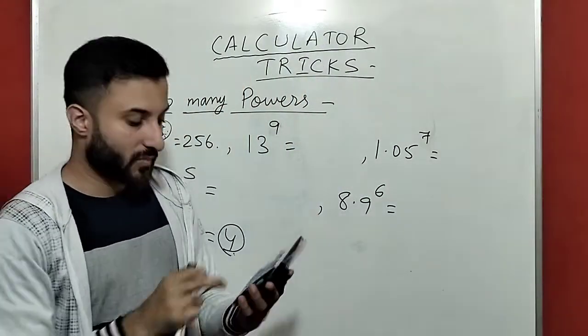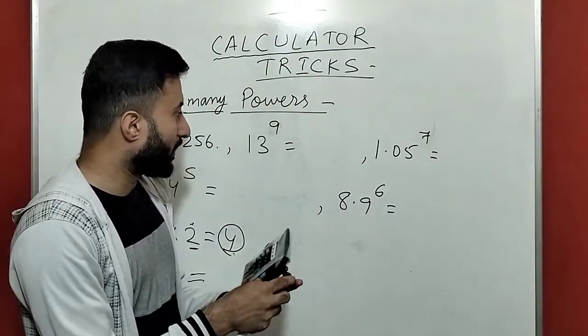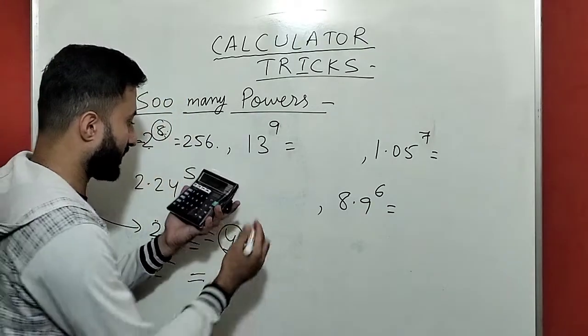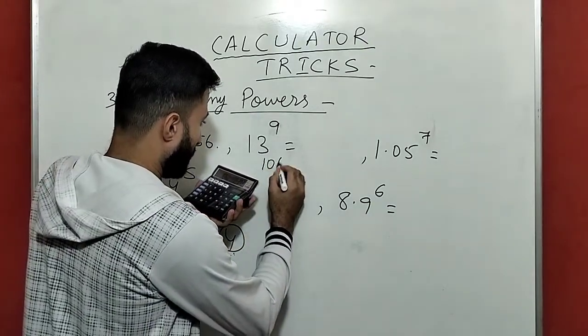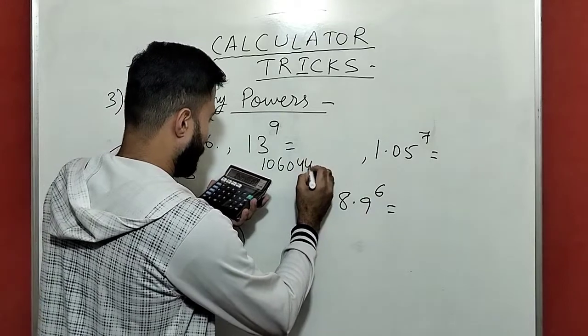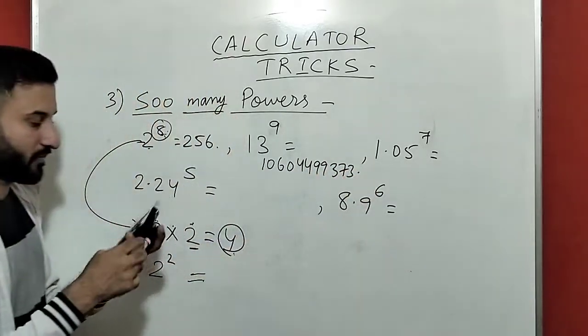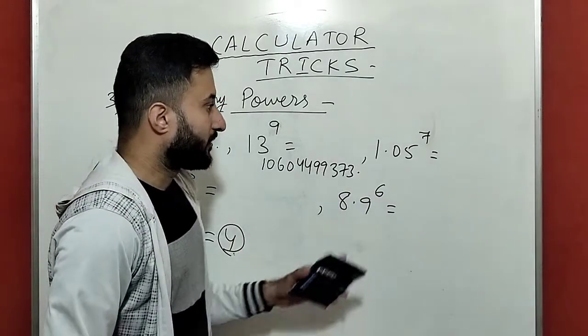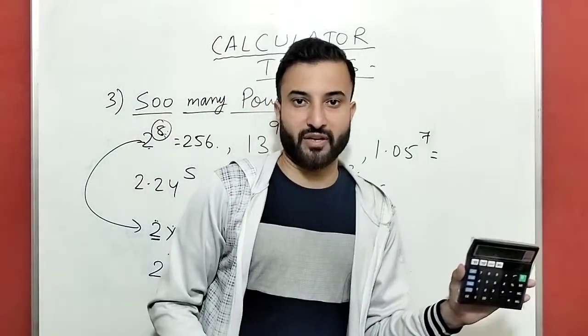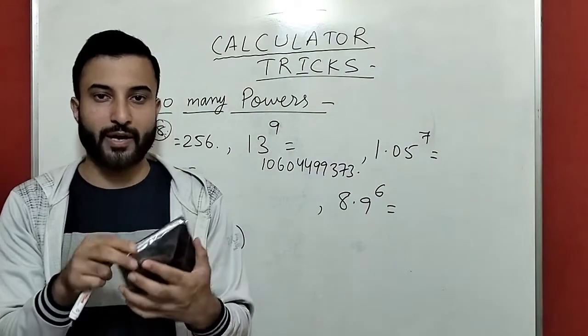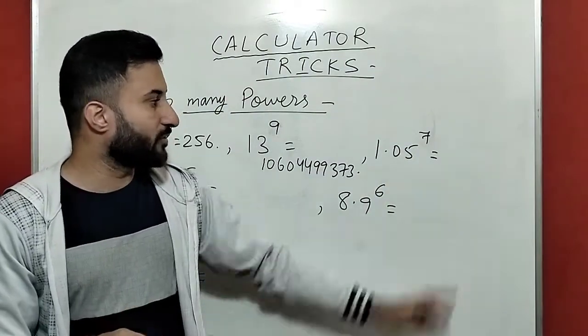So it will be a big number. You are going to get something like this: 1, 0, 6, 0, 4, 4, 9, 9, 3, 7, 3. Like this. Same for 1.05.